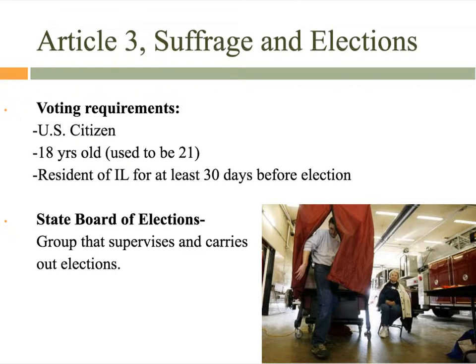Looking ahead to Article 3, suffrage and elections, references voting requirements. To vote in the state of Illinois, you must be a U.S. citizen, 18 years old, and a resident of Illinois for at least 30 days before the election. Included, State Board of Elections is a group of people that supervises and carries out elections.